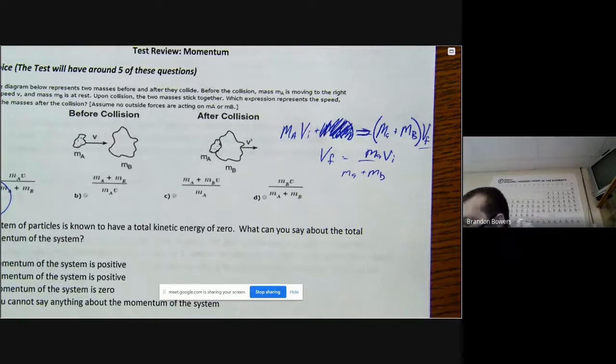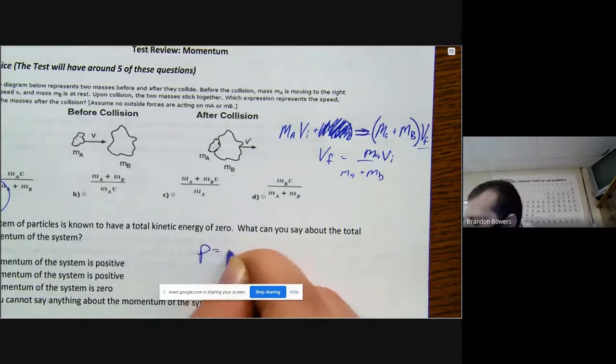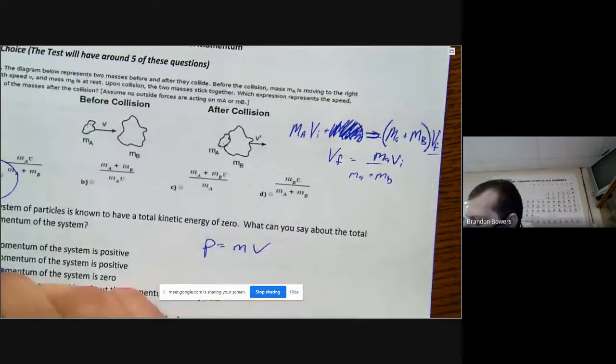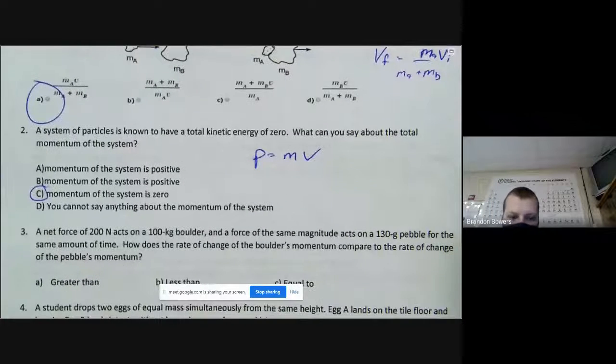Okay. Second question. A system of particles is known to have a total kinetic energy of 0. What can you say about the total momentum? All right, so if you have 0 kinetic energy, you're not moving. So if you're not moving, and our momentum equation is P equals mv, well, momentum is 0. Momentum of the system is 0.